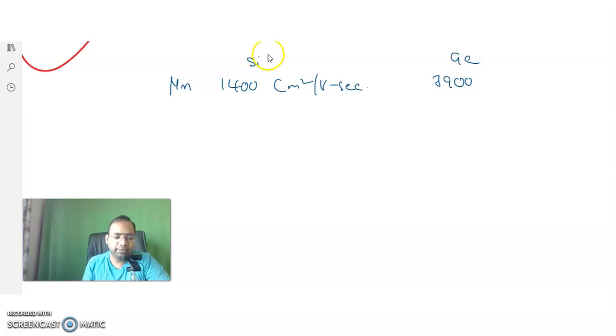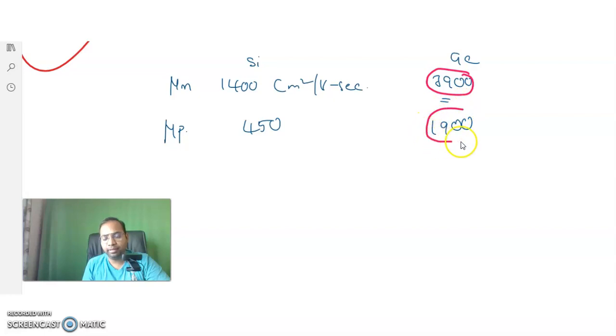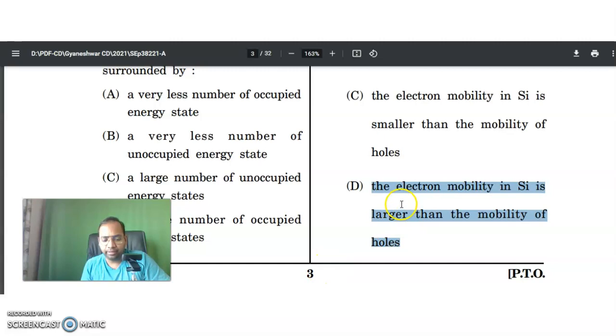That means electron mobility is greater in germanium compared with silicon. And the hole mobility in silicon is only 450, while in germanium it is 1900. Units are centimeter square per volt second. So mobility wise, germanium is top, in both holes as well as electrons, compared with silicon. Based upon this, option D can be taken as the correct answer. Next we will go to the next question.